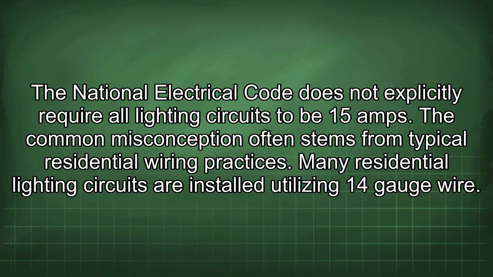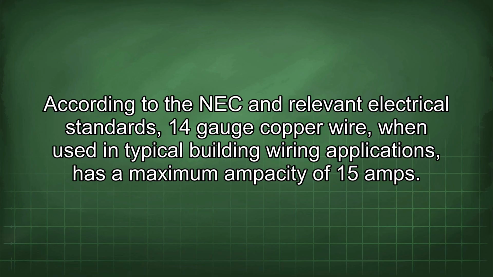The National Electrical Code does not explicitly require all lighting circuits to be 15 amps. The common misconception often stems from typical residential wiring practices. Many residential lighting circuits are installed utilizing 14-gauge wire. According to the NEC and relevant electrical standards, 14-gauge copper wire, when used in typical building wiring applications, has a maximum ampacity of 15 amps.